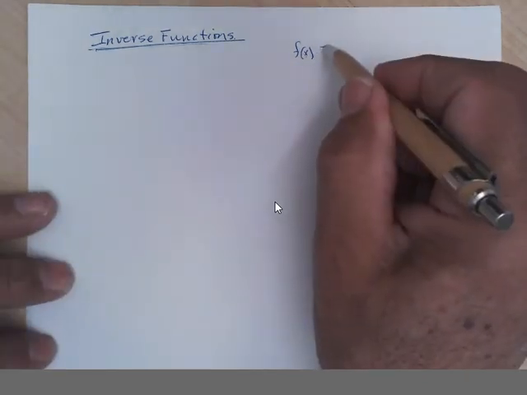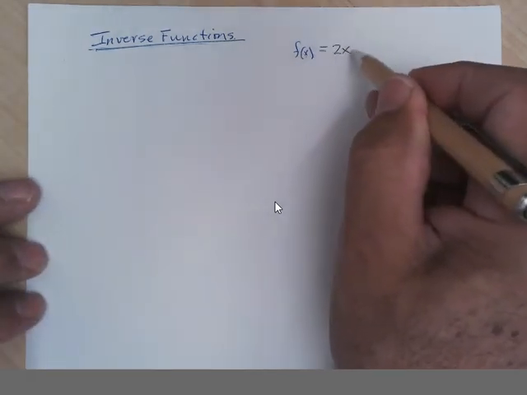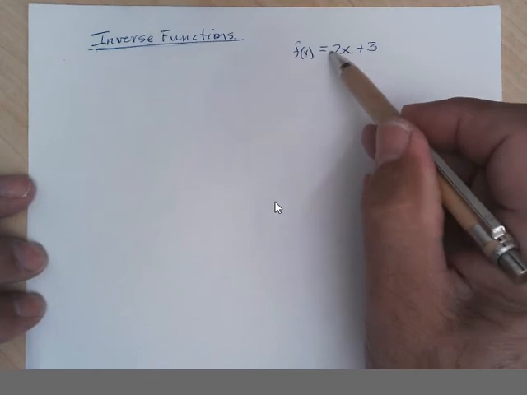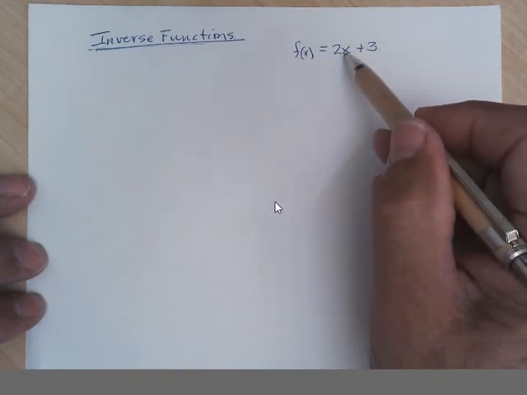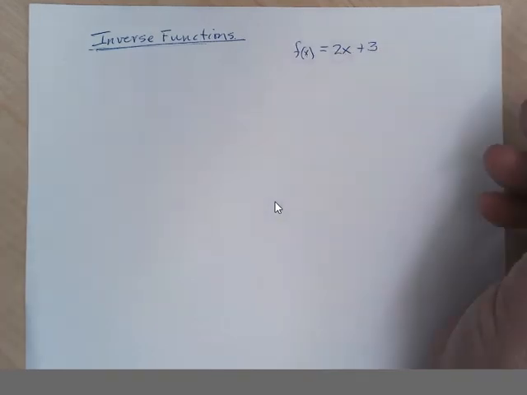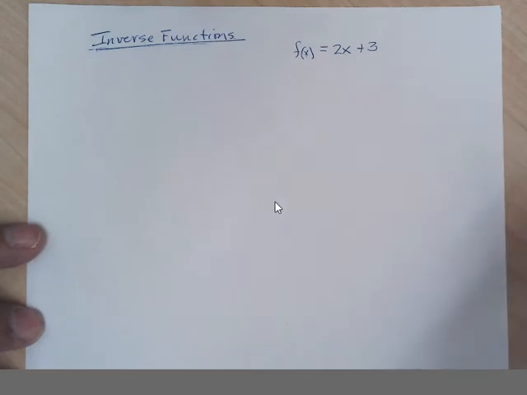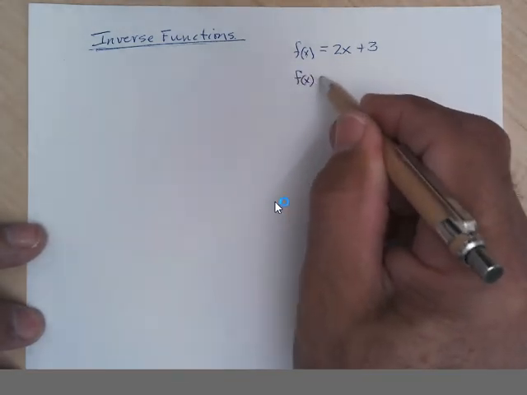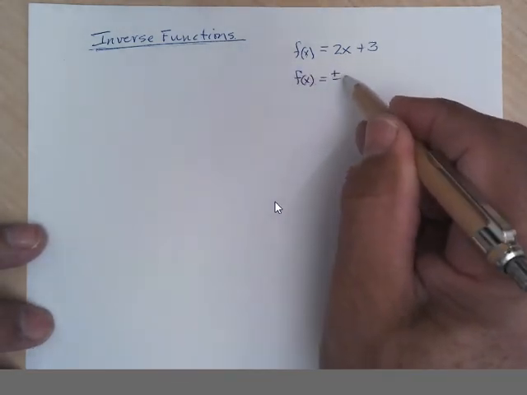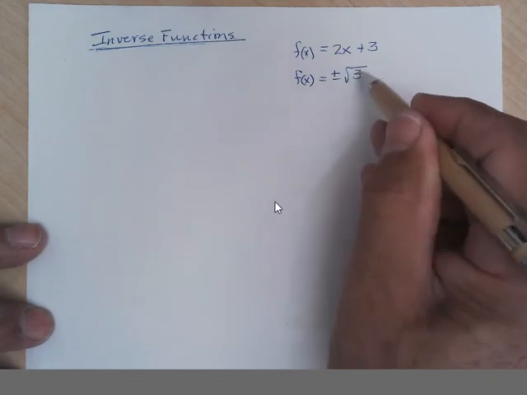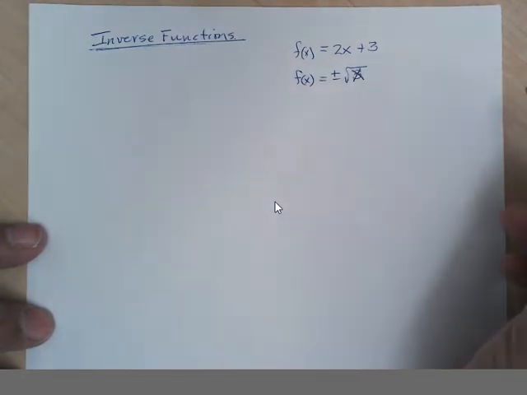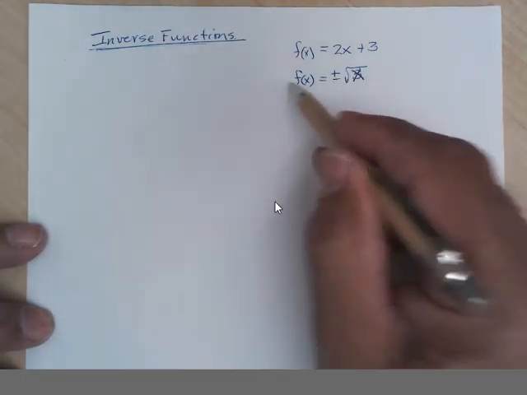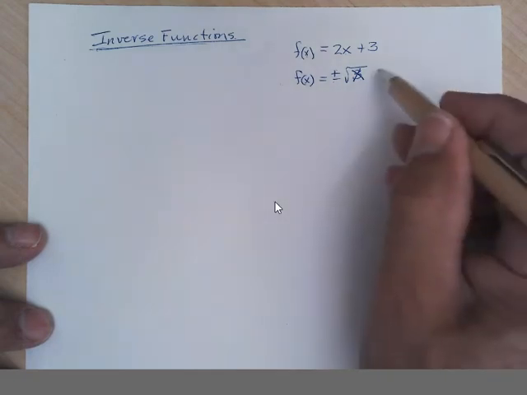For example, if I have y equals 2x plus 3, if I pick an x like 2, I get 7. If I pick 1, I get 5. I only get one answer out. If my f of x was something like plus or minus the square root of x, if I put in 4, I get two answers out. This would not be a function.